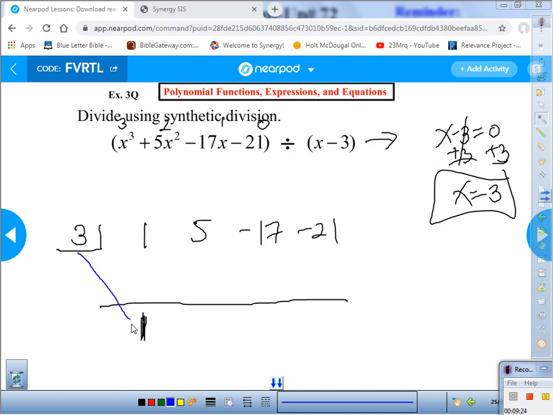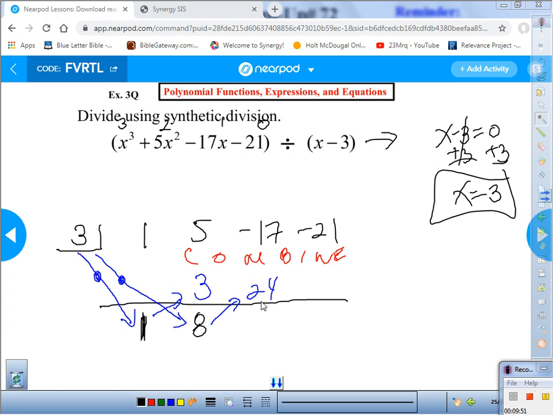So then I start. What is 3 times 1? 3. That goes right there. What do we do all the way after we get those numbers? We're going to combine all the way through. So therefore, 5 plus 3, that's 8. I do it again. What is 3 times 8? 24. Combine these two. What is negative 17 and 24? Positive 7.